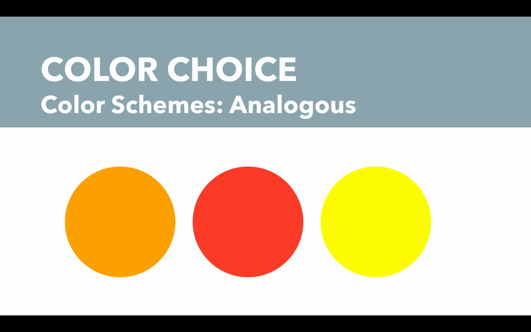Analogous means that you start with one color and you pick the colors on the color wheel that are next to that color. So if we start with orange, I can pick red and I can pick yellow. This is a super warm toned color scheme here, but it is kind of nice because everything relates to each other. It's right next to each other on the color wheel. Analogous again, the same thing. We've got yellow, orange, and green.